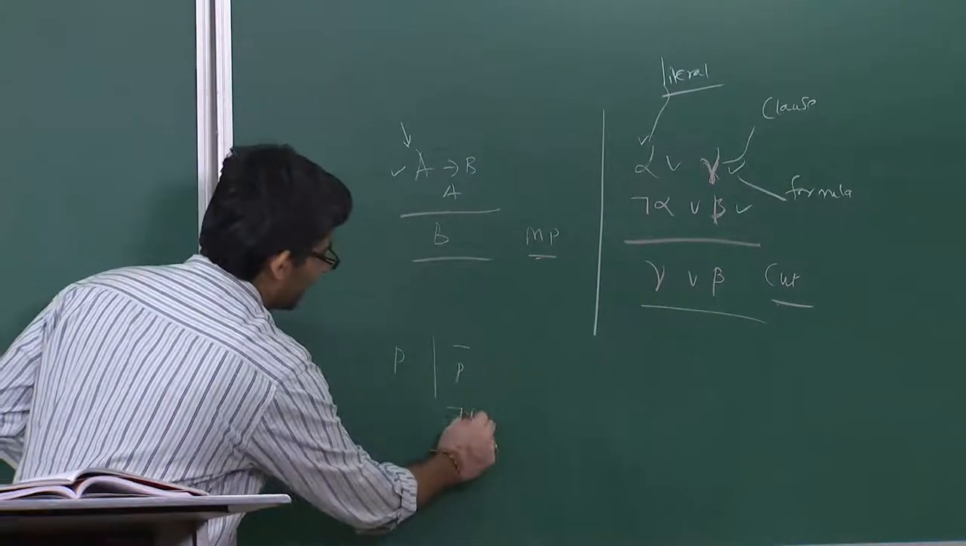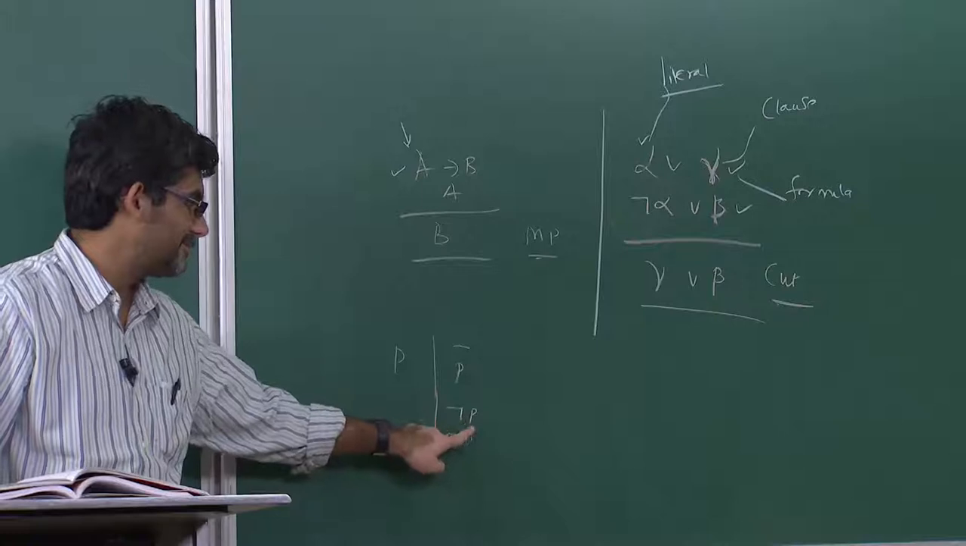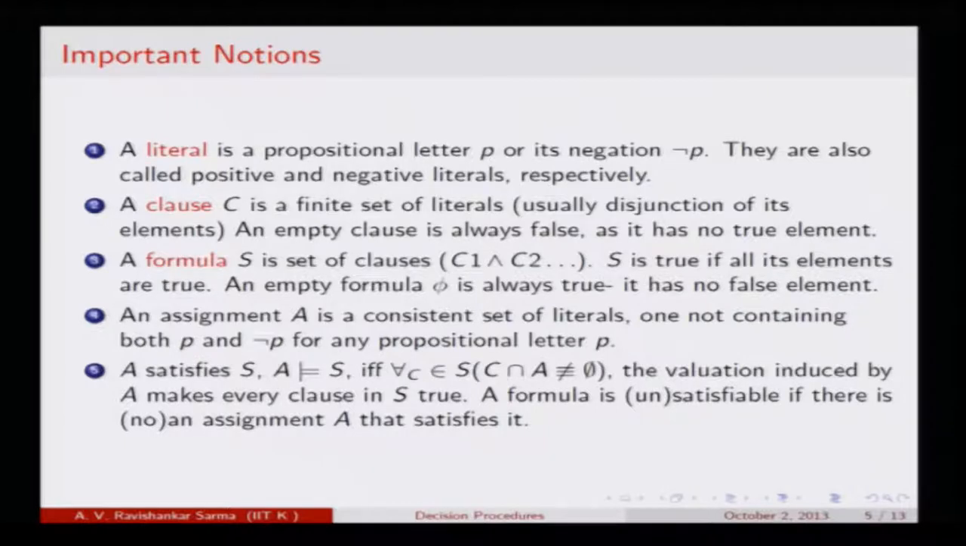So this is the same as not P. In some textbooks, it is written as tilde P. I am using this particular kind of symbol, so it is the negation of P. You can also write it as P bar. This is what is considered to be a literal. A literal is just like a propositional variable or propositional letter, P, Q, R, and so on, and its complement is not P or P bar. P is considered a positive literal, and P bar or not P is considered a negative literal. This is what we use in the resolution refutation method. It is a special instance of the cut rule that we explained in the last slide.